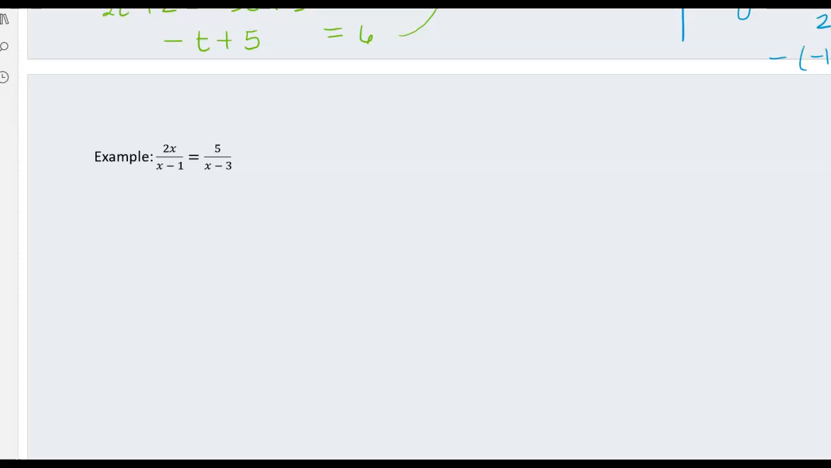Some of you may remember an example like this, and one of the shortcuts that we learn sometimes in algebra classes is to cross multiply. And that's a term that I don't particularly care for, only because it only works in one situation, and this is the situation that it works in. Cross multiplying only works if you have two fractions with two rational expressions.